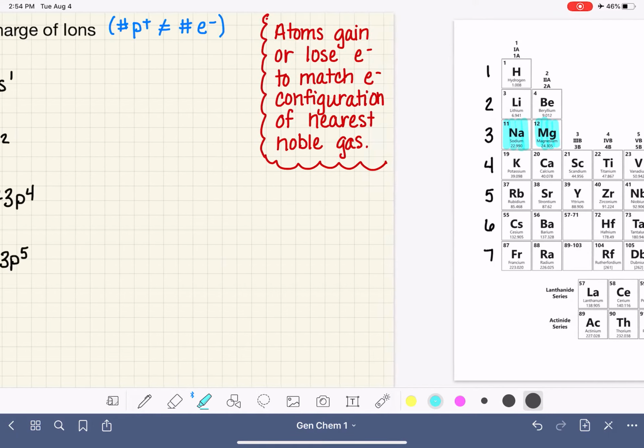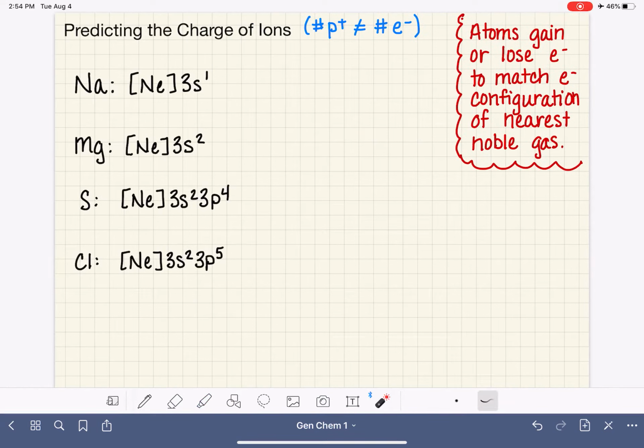What we know about atoms when they're ionizing is that they will either gain or lose electrons so that their electron configuration matches identically to the configuration of the nearest noble gas. So that means for the sodium atom, it is either going to gain or lose electrons so that its electron configuration is identical to the nearest noble gas. Let's start by finding the nearest noble gas for all 4 of these elements.